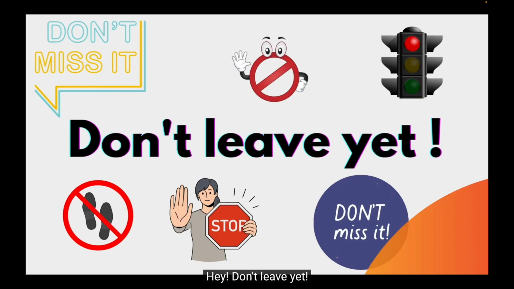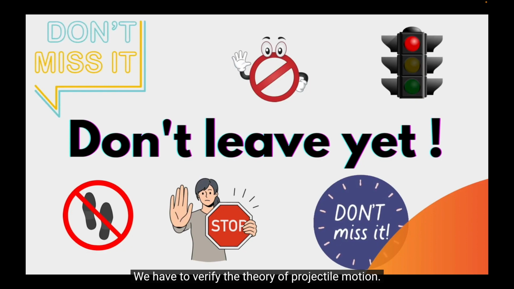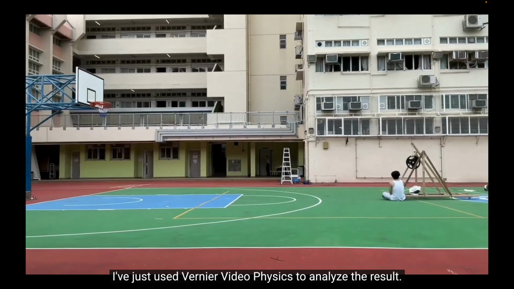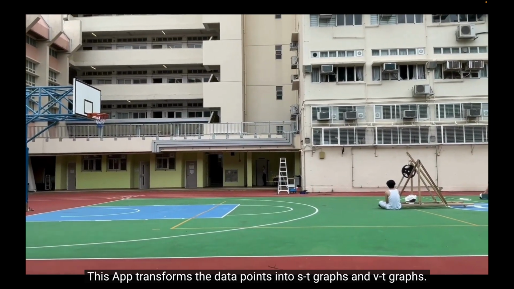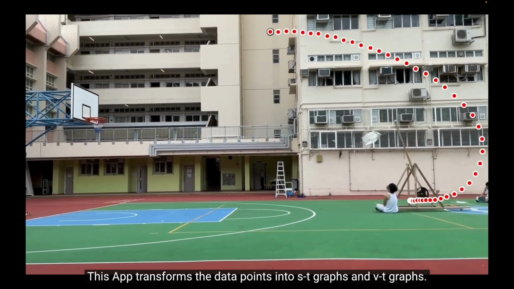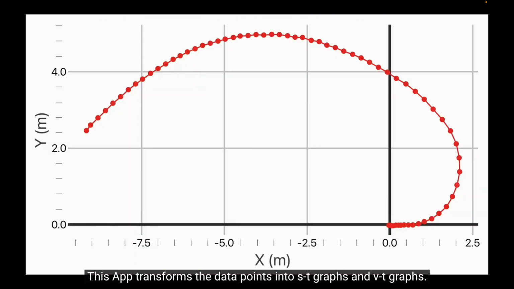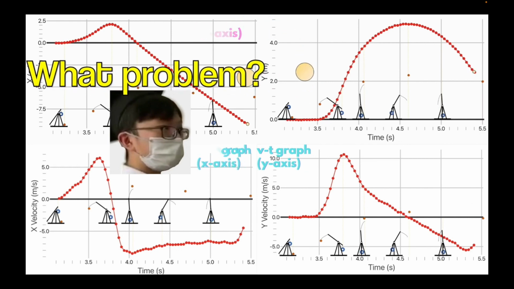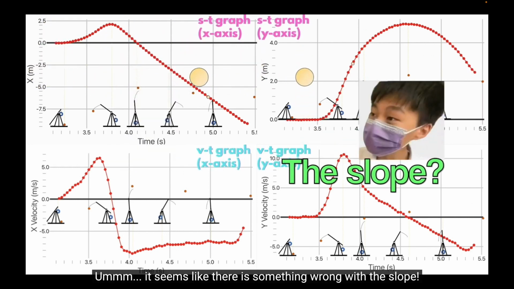Hey, don't leave yet. We have to verify the theory of projectile motion. I've just used linear video physics to analyze the result. This app transforms the data points into ST graphs and VT graphs. Here are the graphs. Could you point out where the problem is? It seems that there is something wrong with the slope.